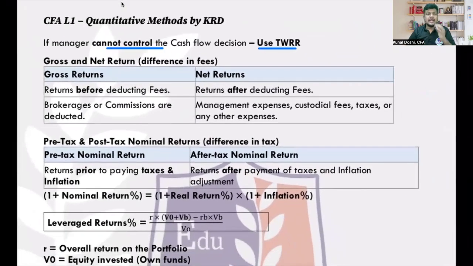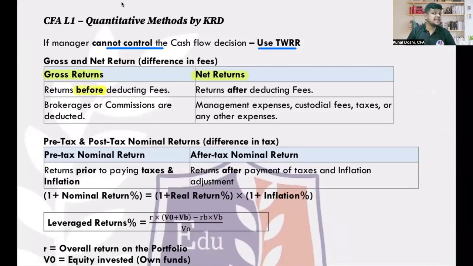Okay. Next, in some cases, they will ask us to find the difference between gross and net returns. Now, what is the difference between gross and net? The only difference between gross and net is fees. Suppose you are giving your money to a fund manager. The overall returns generated on the fund before deducting the fees are called gross returns.